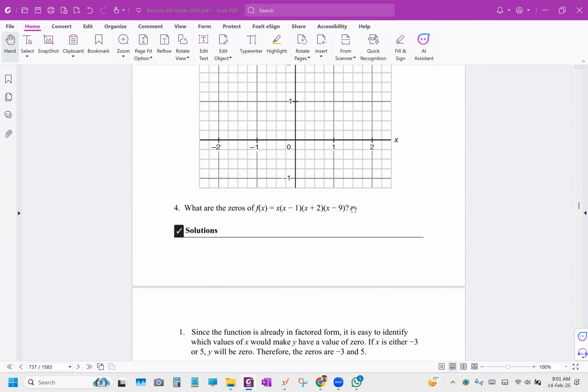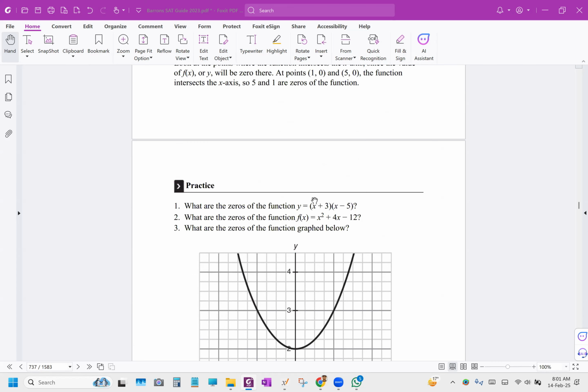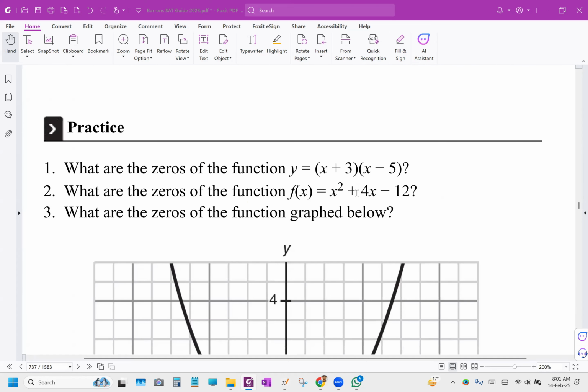So what are the zeros of f(x)? You don't really need to find the zeros. I just want to tell you a trick. You really don't need to multiply x plus 3 multiplied by x minus 5. You don't need to do that.